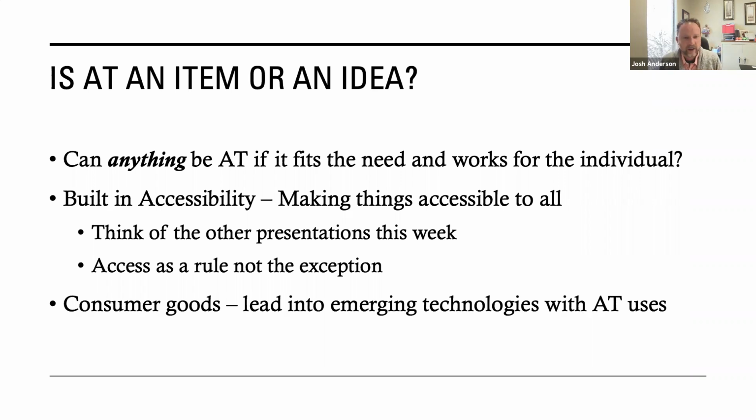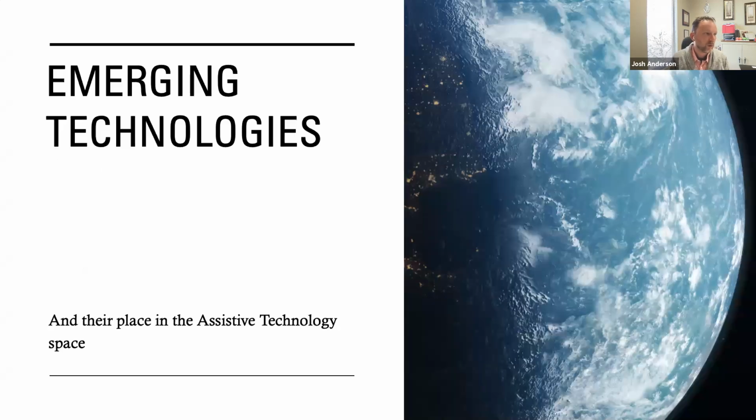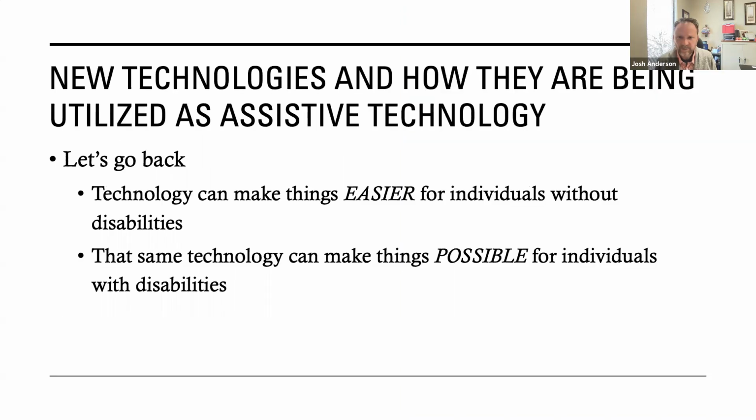And then consumer goods. There are so many things that are just consumer goods, and I'm not going to mention them here because that's the whole next part, that really leads into emerging technologies that have amazing uses in the assistive technology space. So let me go ahead and jump right into that, the emerging technologies and their place in assistive technology. So let's go back to something I think I've already said two or three times: technology makes things easier for individuals without disabilities, and that same technology makes things possible for individuals with disabilities. And hopefully you'll see that even more in these next slides.